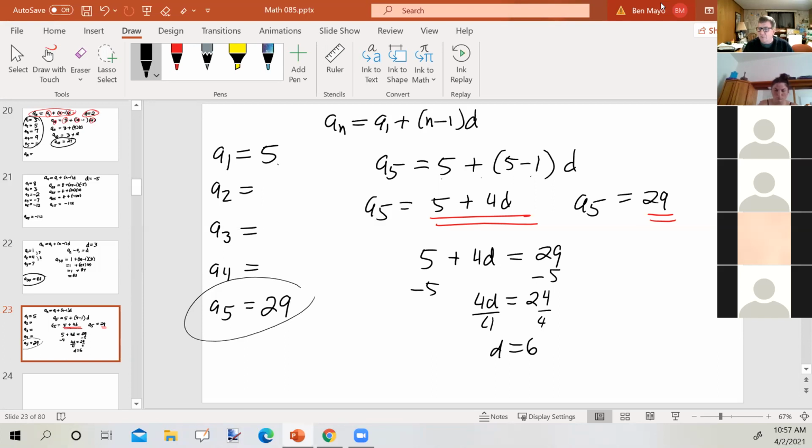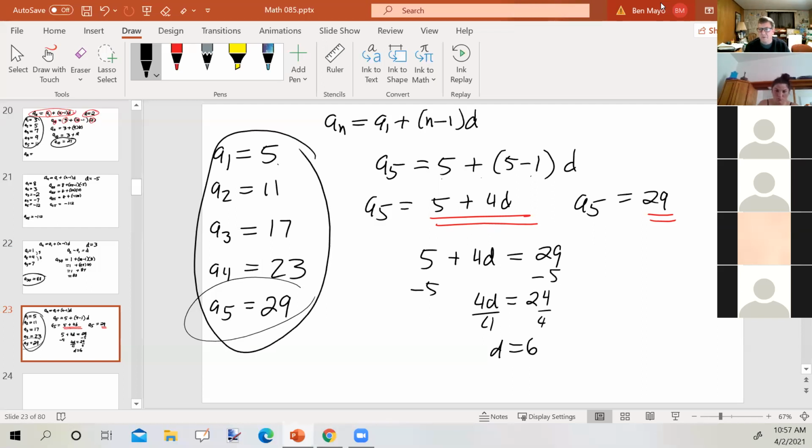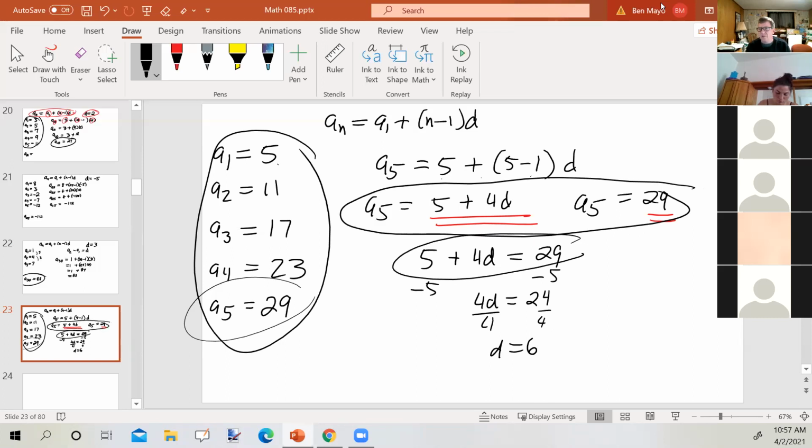Well, now that I know that d equals 6, a sub 2 is 5 plus 6, which is 11. A sub 3 is 11 plus 6, which is 17. A sub 4 is 17 plus 6, which is 23. A sub 5 is 23 plus 6, which is 29. And there we go. But the key to this whole thing was coming up with an equation based on two different ways of writing a sub 5. Any questions on this problem before we go on to another one?